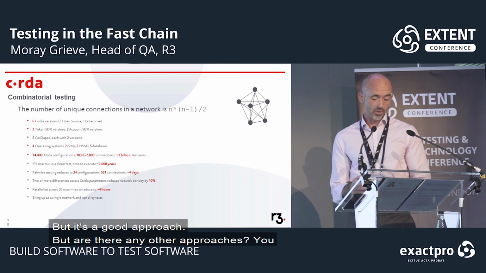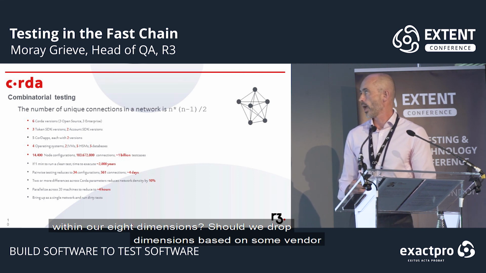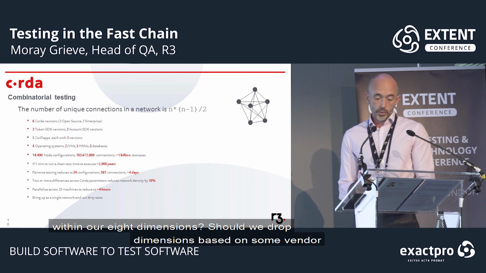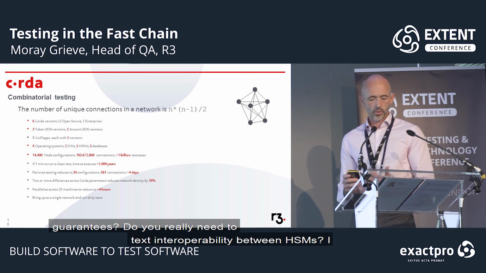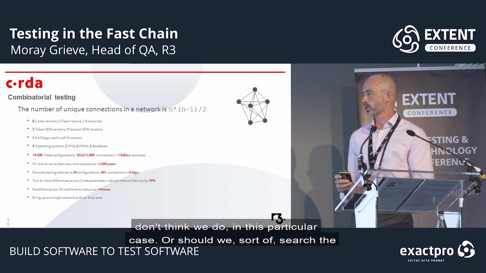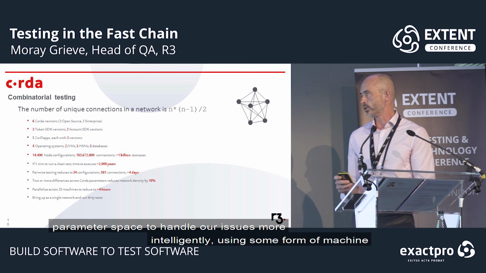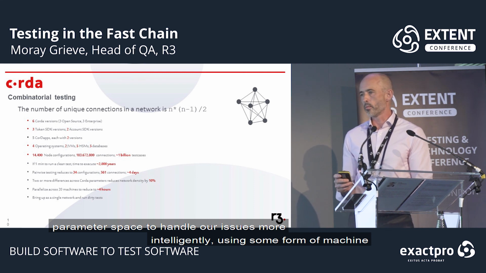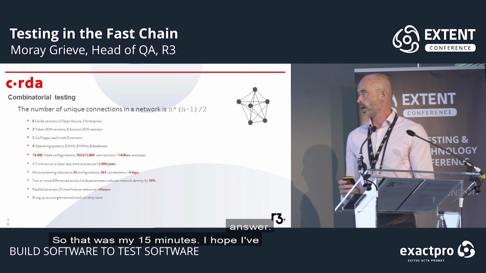But are there any other approaches? Should we weight dimensions with a history for issues? Should we, within our 8 dimensions, drop dimensions based on some vendor guarantees? Do we really need to test interoperability between HSMs? I don't think we do in this particular case. Or should we search the parameter space to hunt out issues more intelligently using some form of machine learning or AI approach? These are all interesting questions that we have to answer.